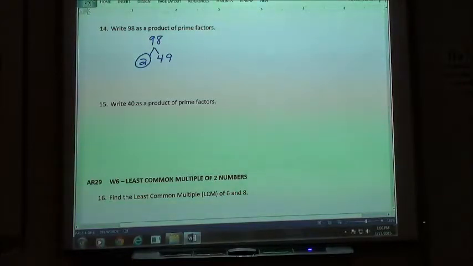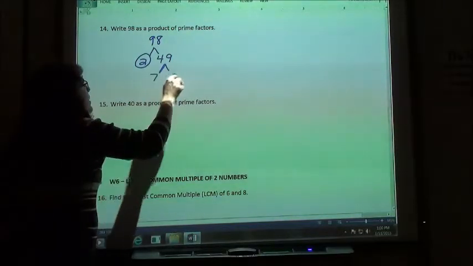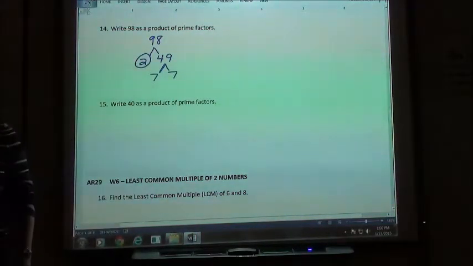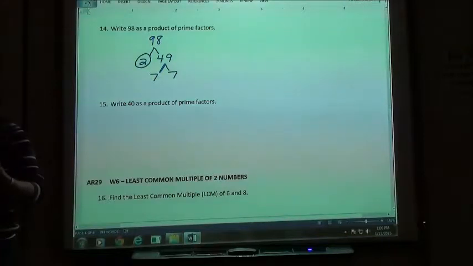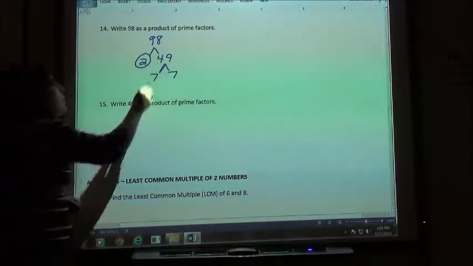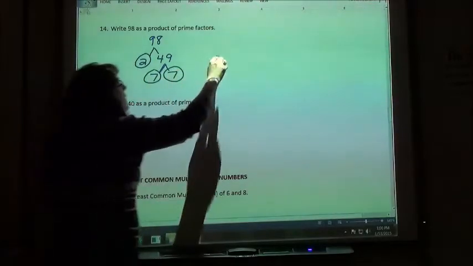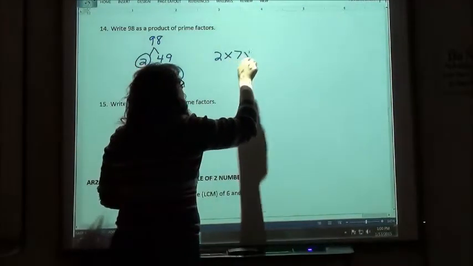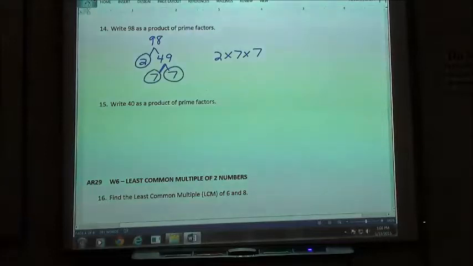Yeah. 7 times 7, right? Is 7 a prime number? Yes, it is, because its only pair of factors is 1 times 7. There's no other way to break it down, right? So we're stuck right there. 2 times 7 times 7, exactly.